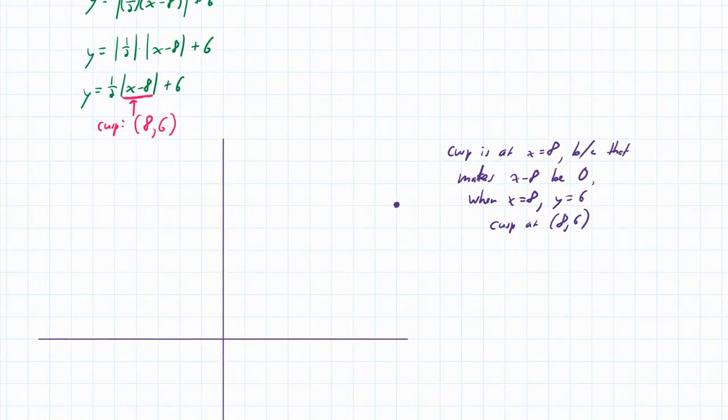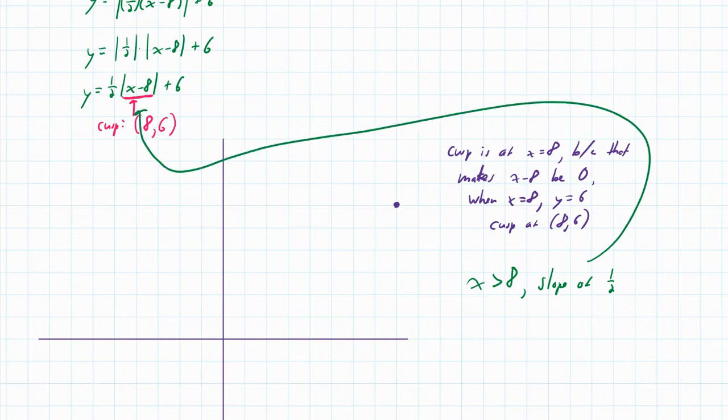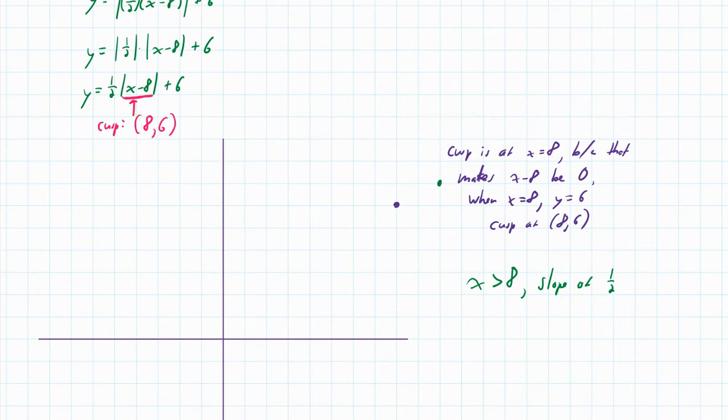Then, to examine this, I figure out that to the right of the cusp, whenever x is greater than 8, the absolute value doesn't really do anything, so we have a slope of 1/2. I can tell that by looking at this equation right here. When x is greater than 8, we have a slope of 1/2. That is an up 1 over 2. I'm going to put a point there. That's all I have room for.